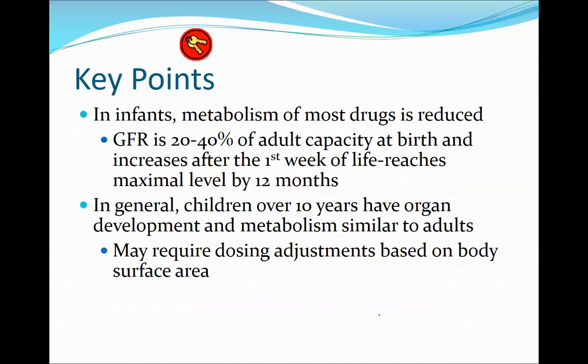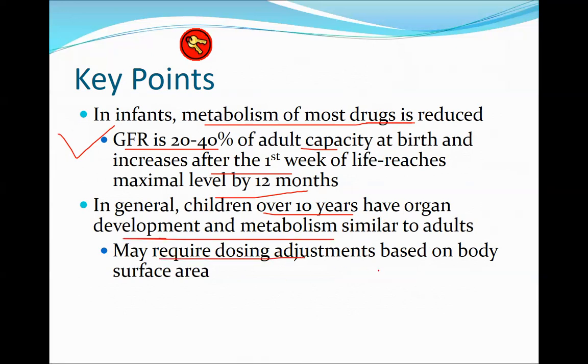So let's talk about certain key pharmacokinetic parameters. Let's first start with infants. Metabolism of most drugs is reduced, obviously. GFR is 20 to 40% of the adult's capacity, and it increases in the first week of life and reaches maximal by 12 months. In general, in children over 10 years, organ development and metabolism are quite similar to adults, and you may need to make dosing adjustments based upon body surface area. Body surface area is another parameter that could be taken into consideration if you want to give a dose to a child.